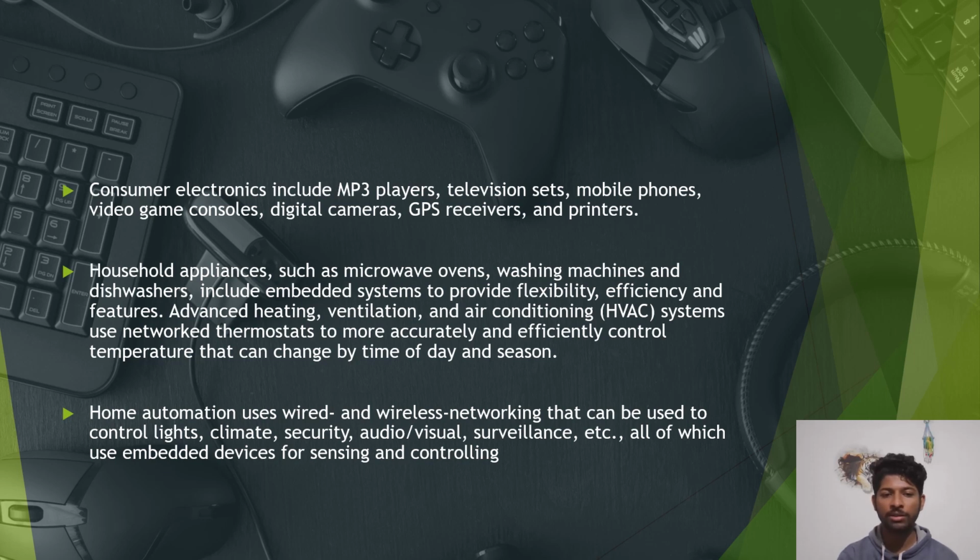Home automation uses wired and wireless networking to control lights, climate, security, audio, visual, surveillance, etc., all of which use embedded systems for sensing and controlling.